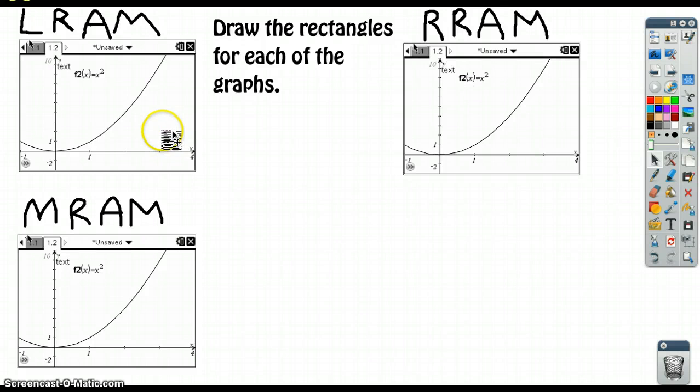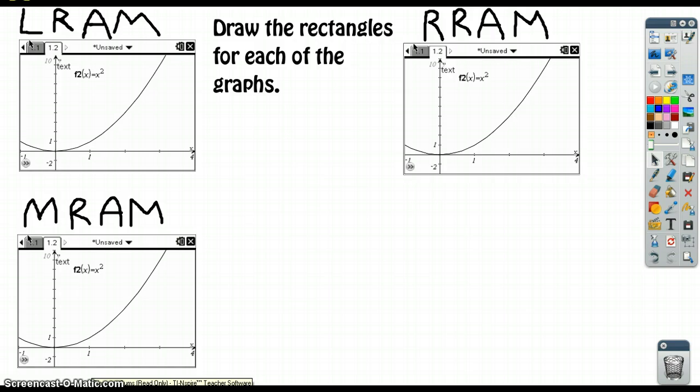For instance, for the curve that we're going to look at first, f of x equals x squared, the left hand rectangle approximation is going to be an underestimation, while the right hand is going to be an overestimation, and the midpoint is going to be somewhere in between. So what do we mean by that? Well, we're actually going to literally draw rectangles underneath the curve and find their areas so that we can approximate the area under the curve.